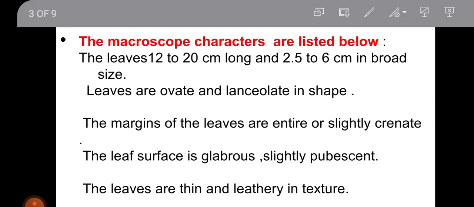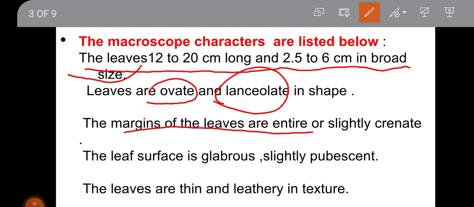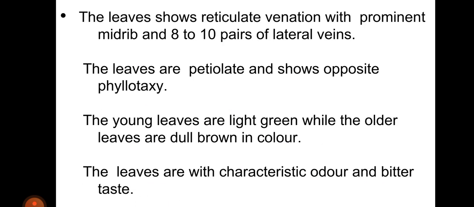What are the macroscopic characteristics of this plant? The leaves are 12 to 20 centimeters long and 2.5 to 6 centimeters broad. Leaves are ovate and lanceolate in shape. The margins of the leaves are entire, slightly crenate. The leaf surface is glabrous, slightly pubescent. The leaves are thin and leathery in texture. So these are the macroscopic characteristics.